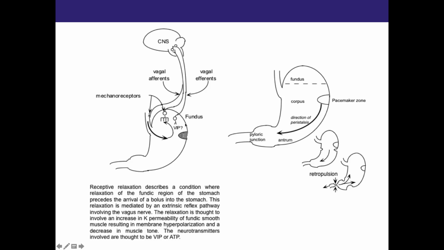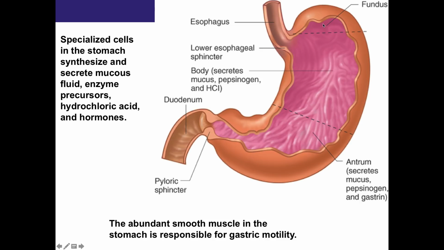Okay, so going back, we've got the fundus. It's the upper part of the stomach. The body of the stomach. This is where the parietal cells and the chief cells are. If you guys remember, the parietal cells secrete acid and intrinsic factor. And the chief cells secrete pepsinogen. Okay, so the body secretes mucins, pepsinogen, and acid.